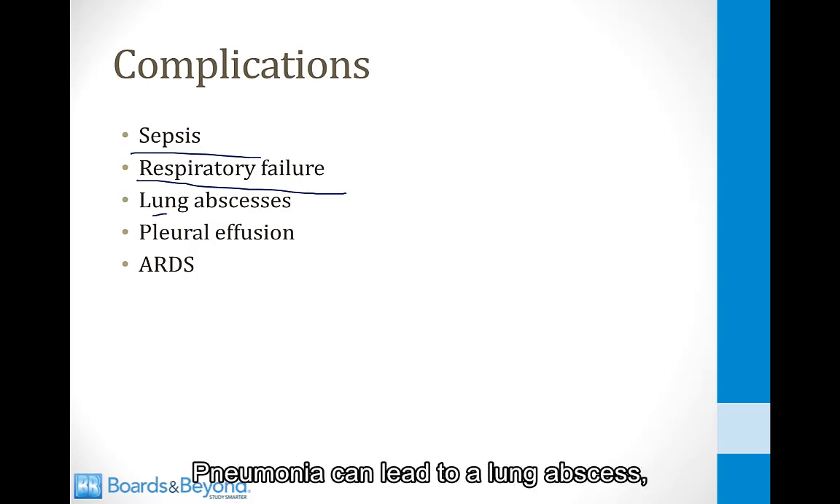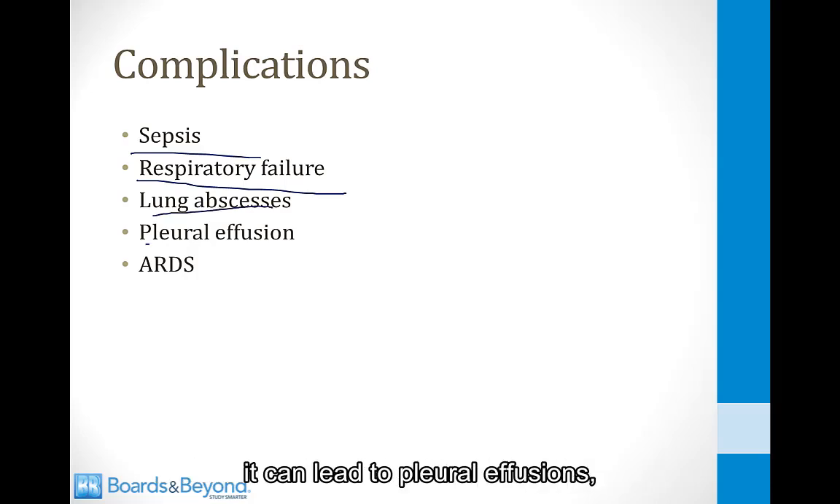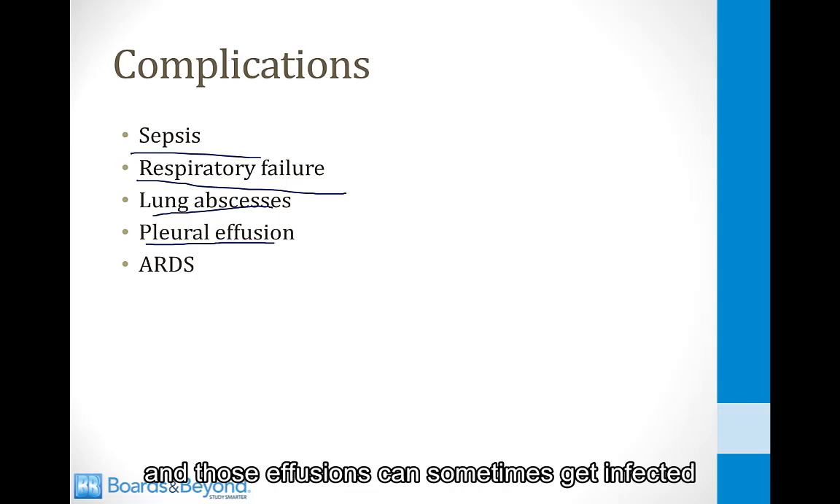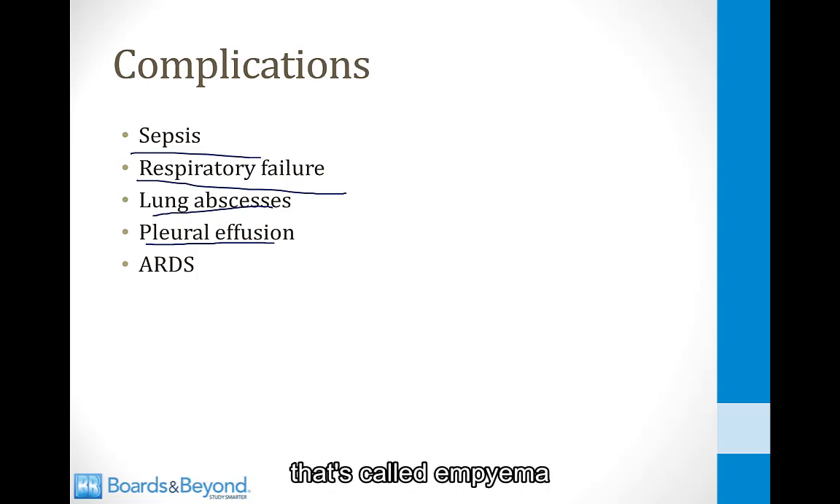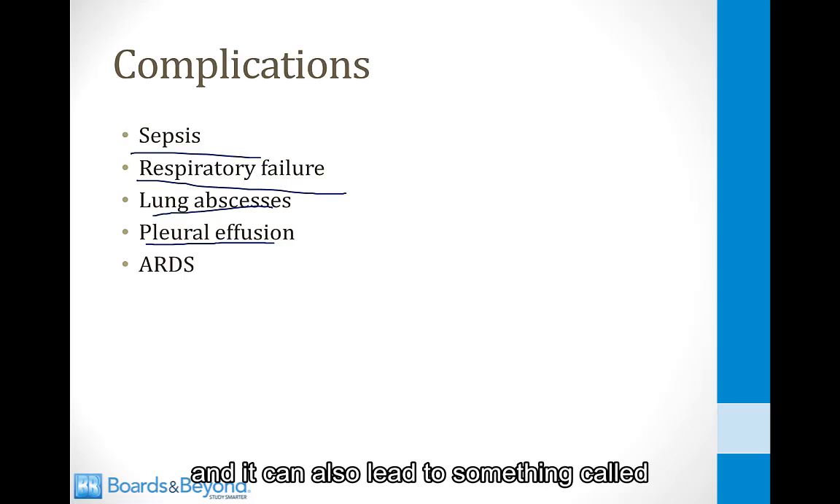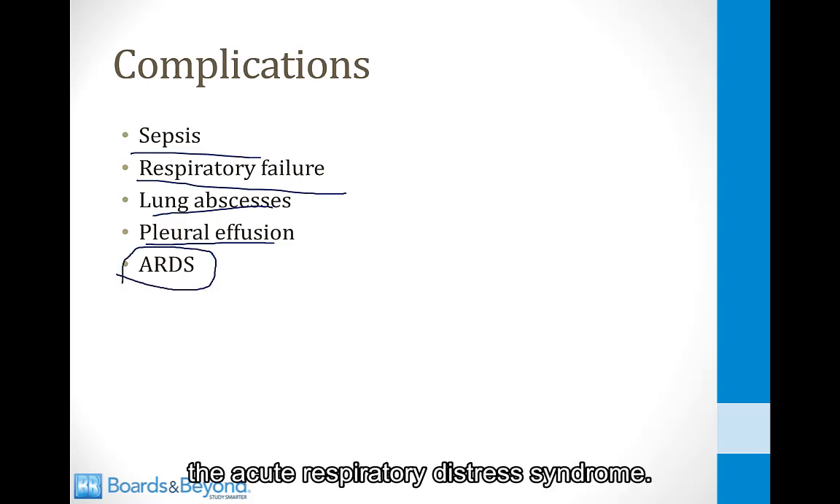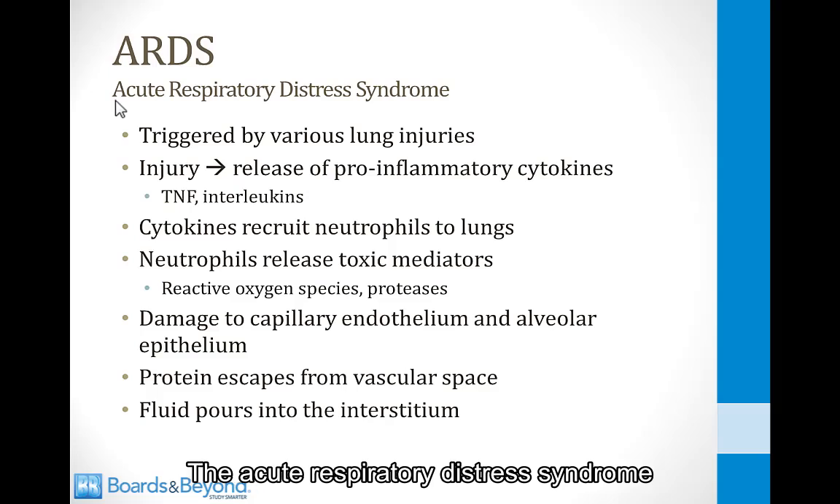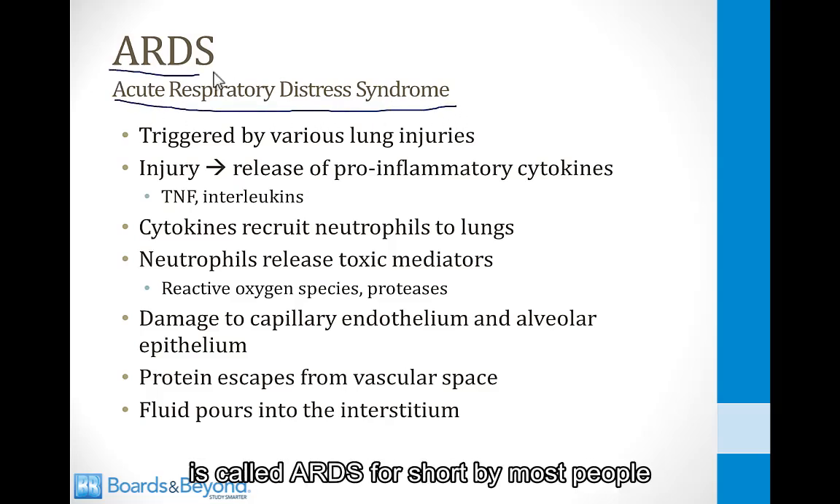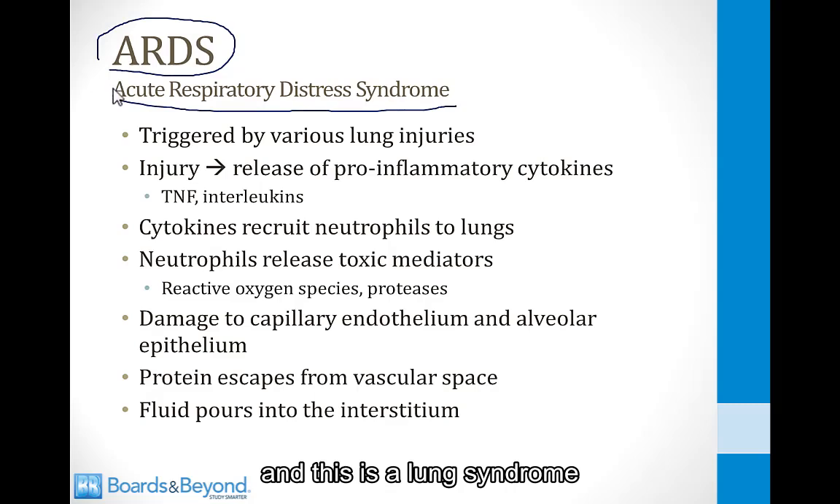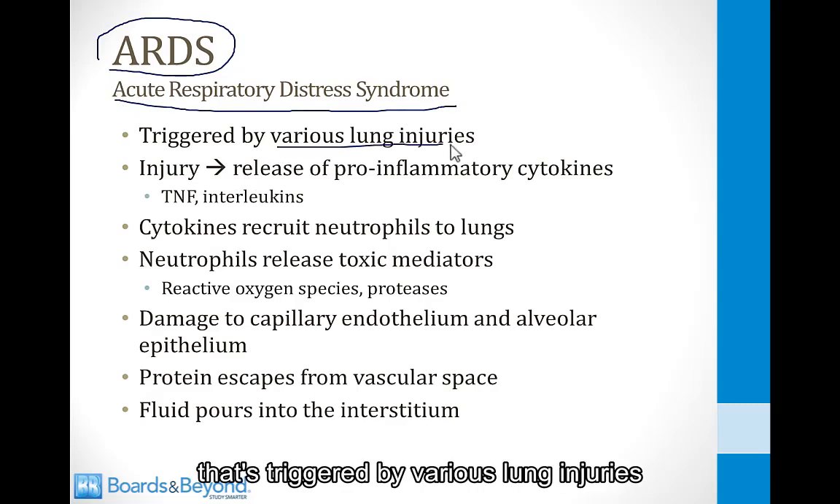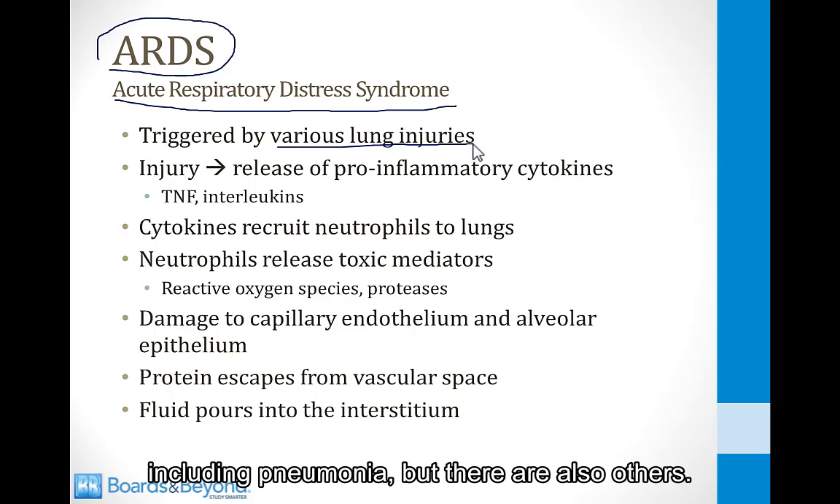Pneumonia can lead to a lung abscess. It can lead to pleural effusions, and those effusions can sometimes get infected. That's called an empyema. And it can also lead to something called the acute respiratory distress syndrome. The acute respiratory distress syndrome is called ARDS for short by most people, and this is a lung syndrome that's triggered by various lung injuries, including pneumonia, but there are also others.